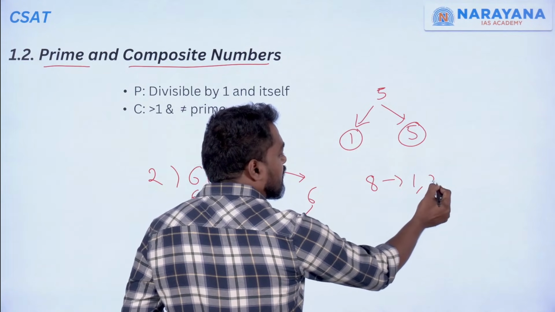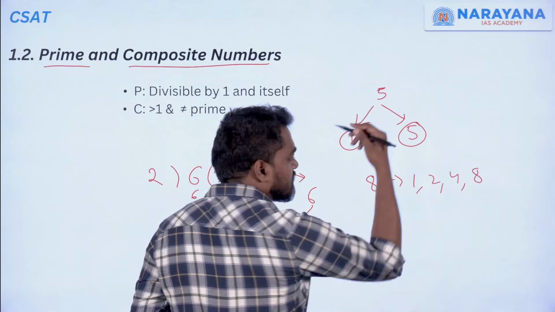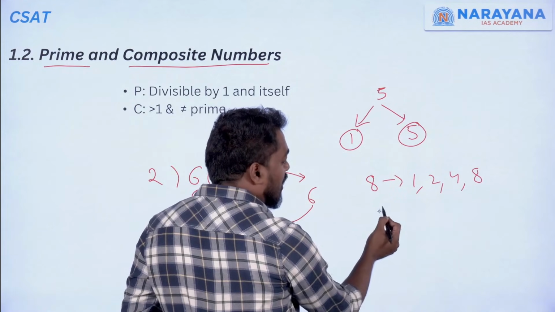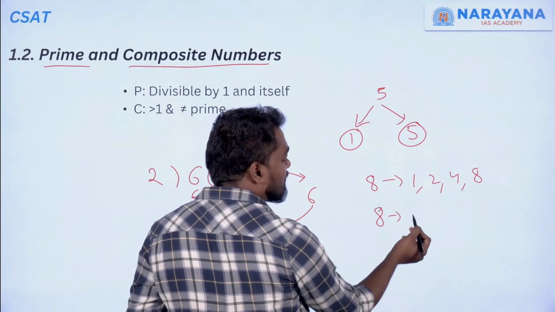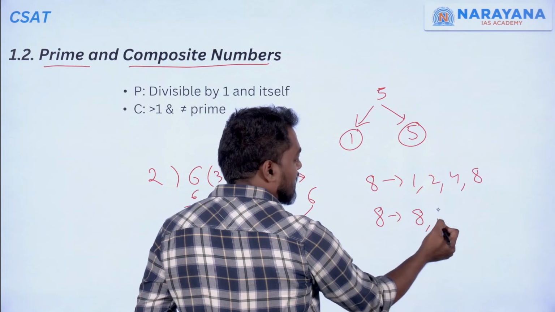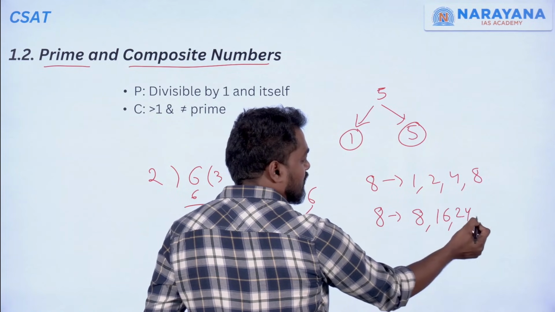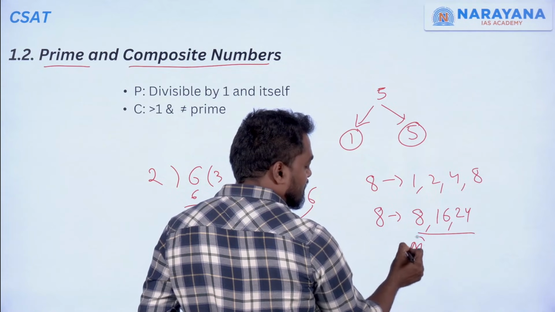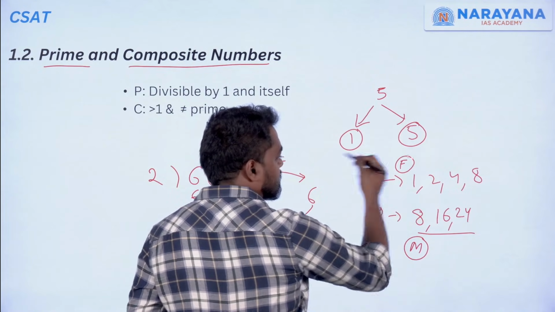So 1, 2, 4, 8. These are all the factors. Now what are the multiples of 8? If you multiply with 1, 8 ones are 8, 8 twos are 16, 8 threes are 24. These are all multiples. These are all factors.